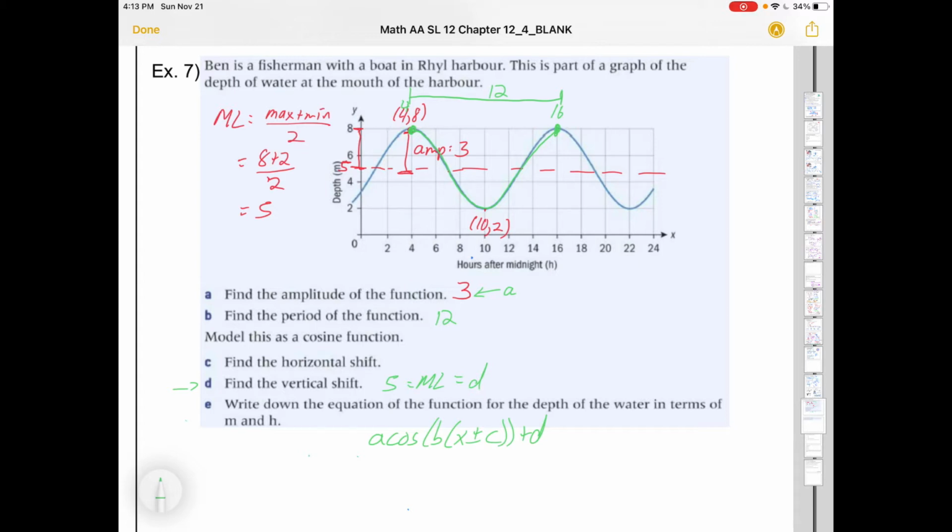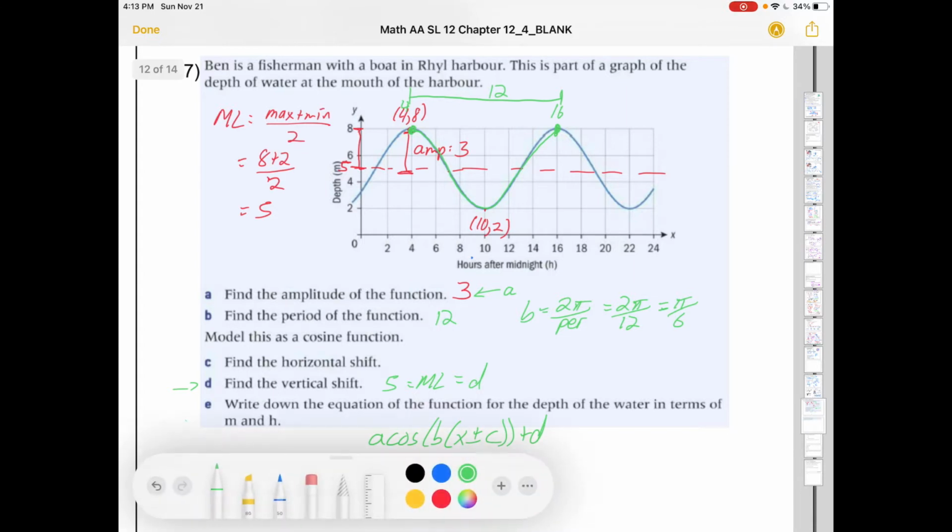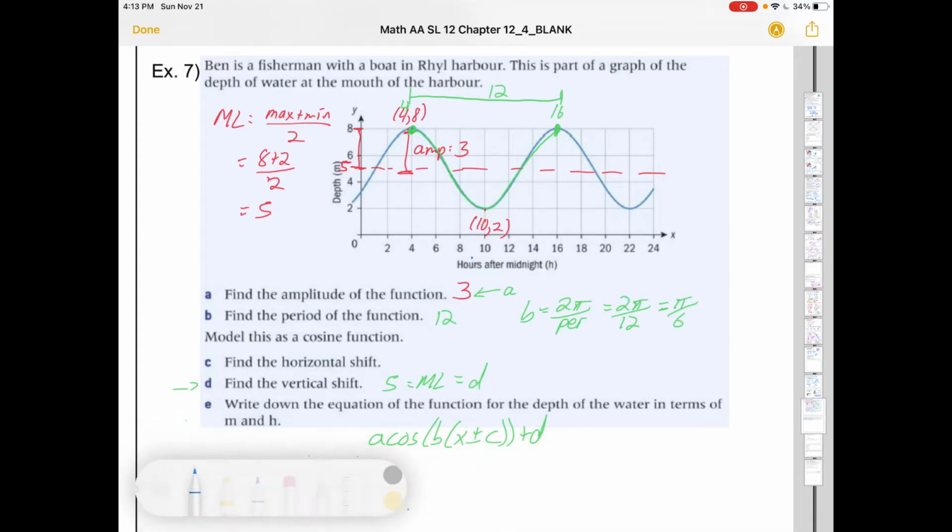The b is going to be a little trickier. B is 2 pi over period. So 2 pi over 12, or pi over 6. And finally, we need the horizontal shift. The easiest way to do the horizontal shift is to find yourself a max right here and ask, what is the x value there? So it shifted 4 right.